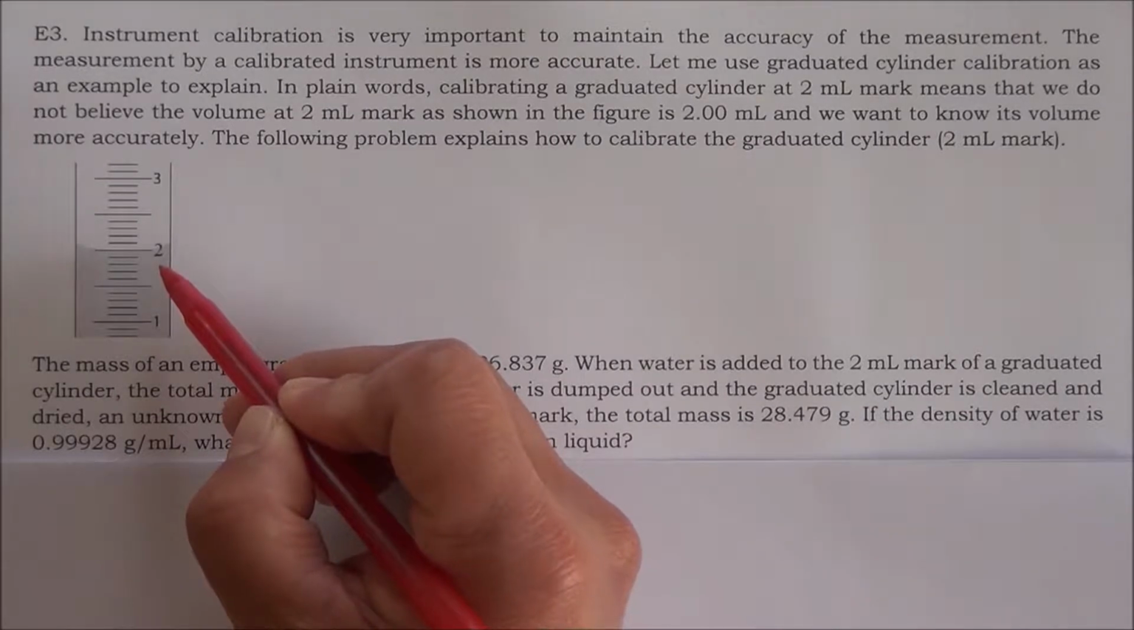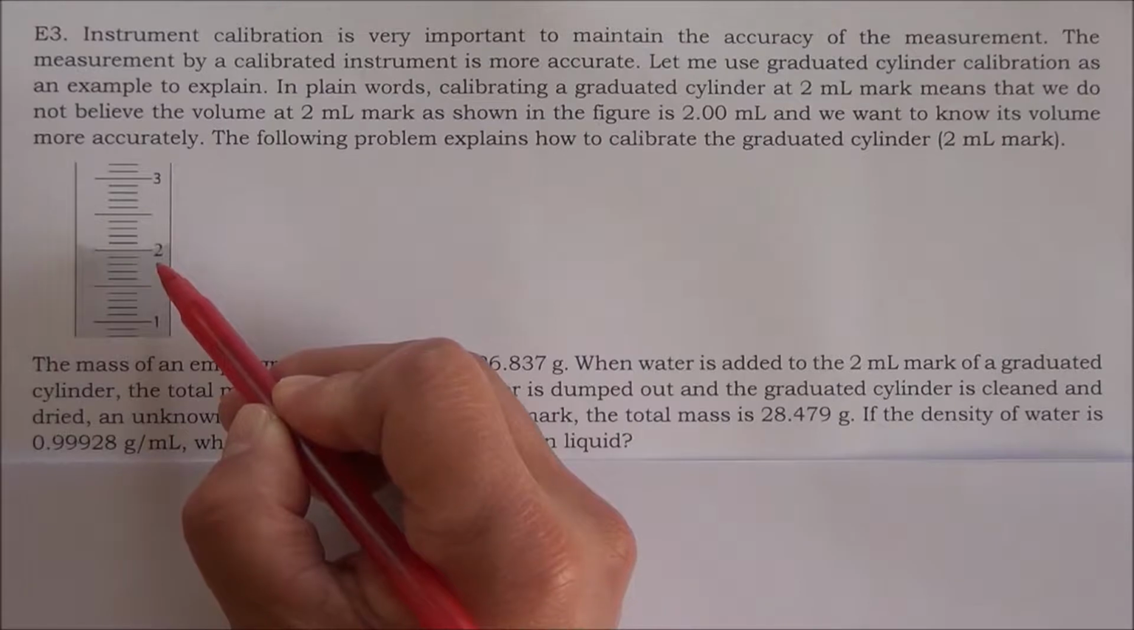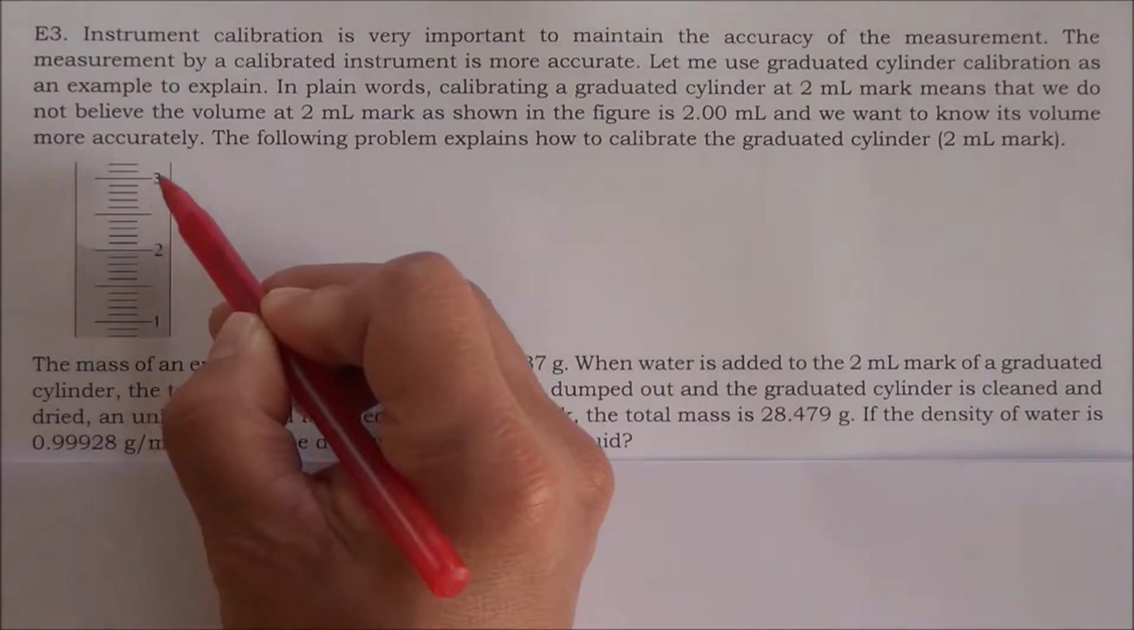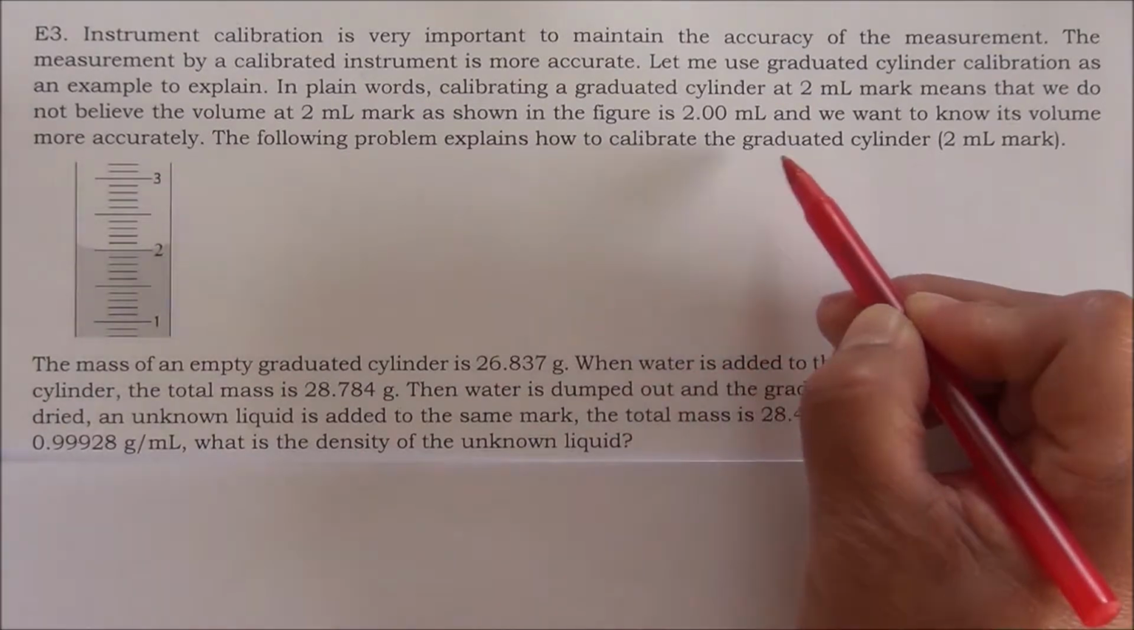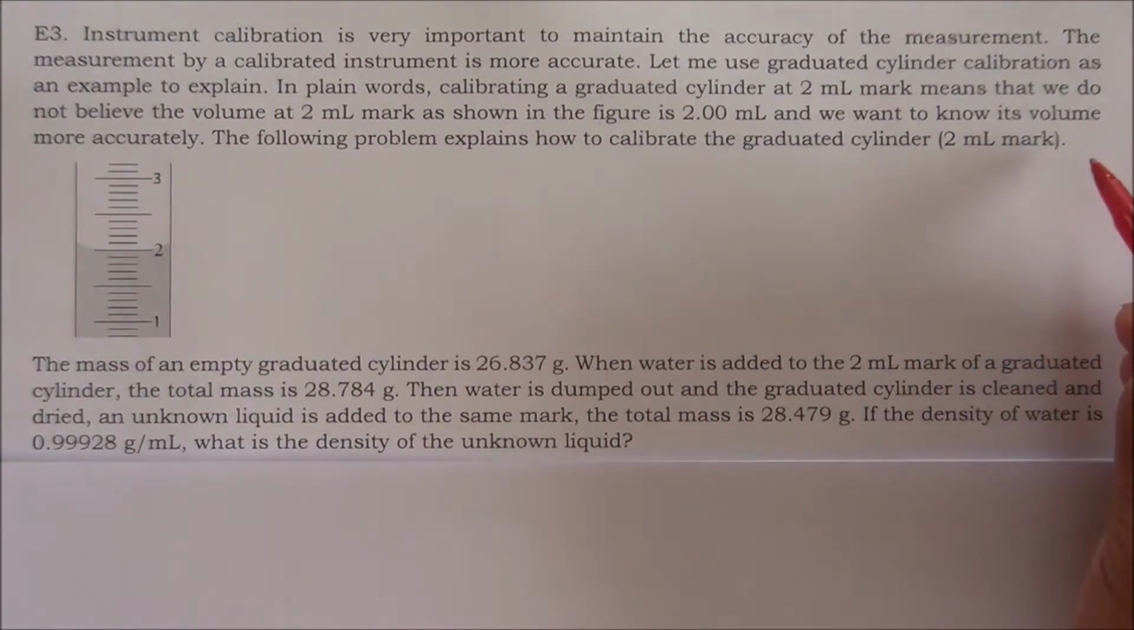If we want to calibrate the 2 milliliter mark, that means we don't think the volume of the liquid in the graduated cylinder right now is 2.00 milliliter. We want to get a more accurate volume reading. The following problem explains how to calibrate the graduated cylinder at the 2 milliliter mark.